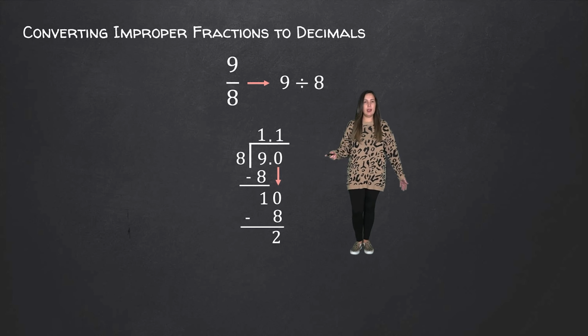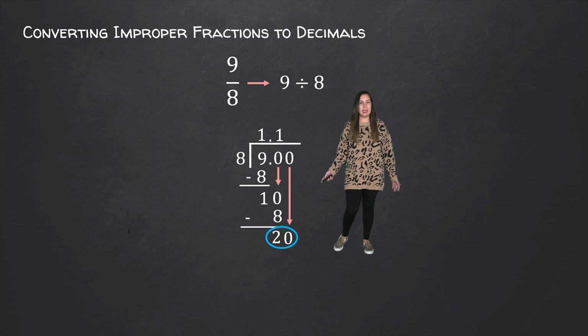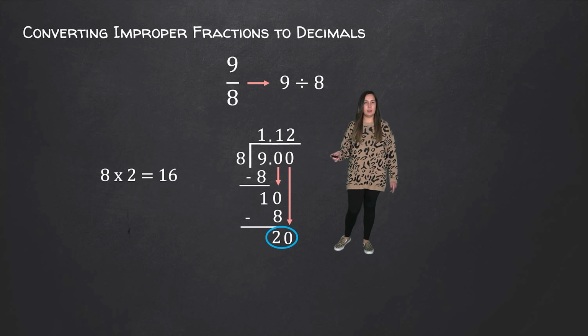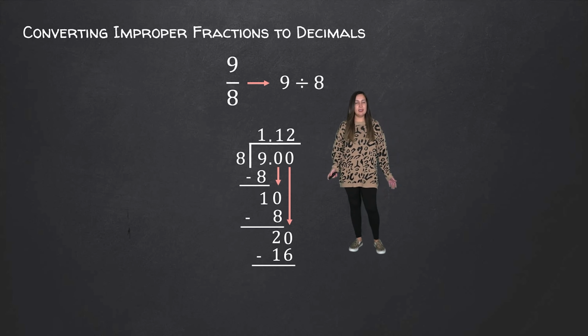Now, we still have a remainder, so let's add another 0 and see what happens. We bring it down, and so we have 20, and we ask ourselves, how many times does 8 go into 20? Well, 8 goes into 20 2 times because 8 times 2 is equal to 16. So we add the 16 on the bottom, and then we subtract. 20 minus 16 is equal to 4.